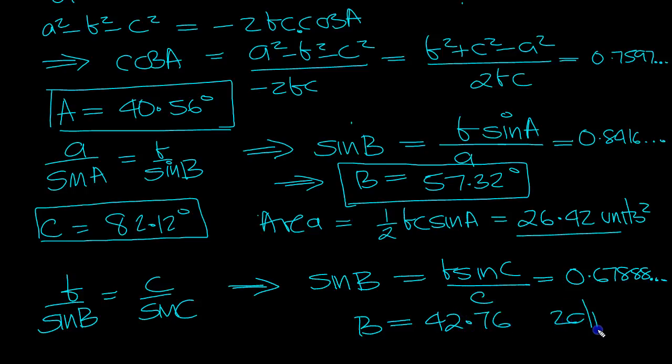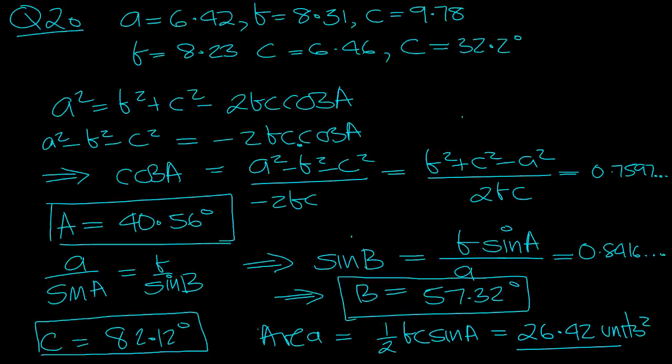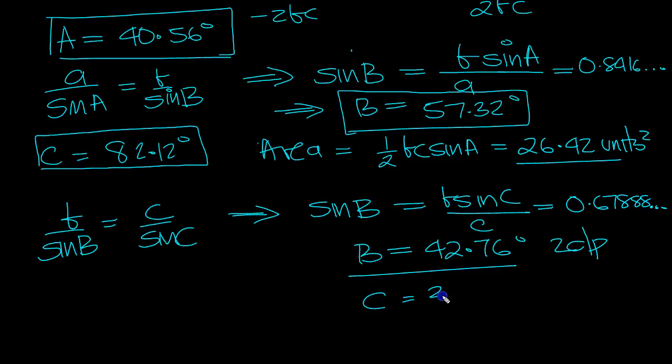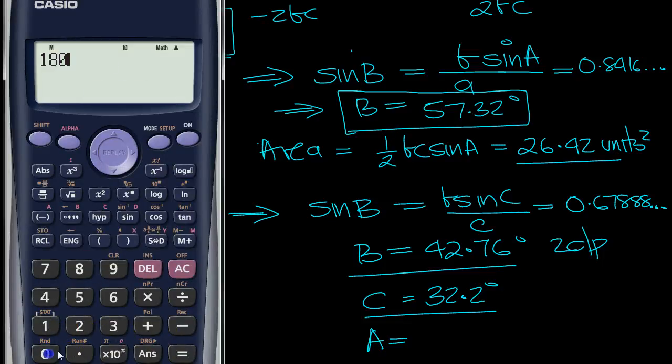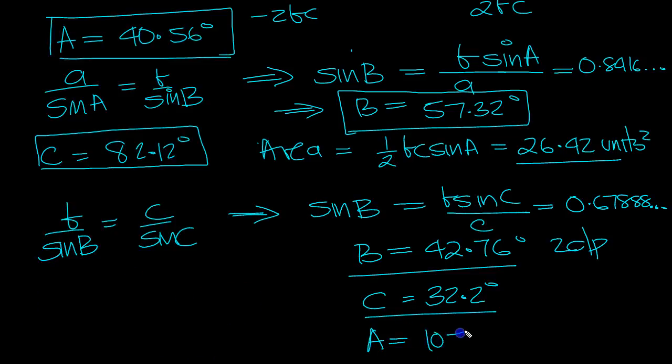And that was the 2dp, wasn't it? We've got it in the calculator at the moment, which is quite an accurate thing, but we'll use the 2dp. So C is 32.2. So we can work out A. So 180 minus the 42.76, minus the 32.2, 105.04. So there's A.